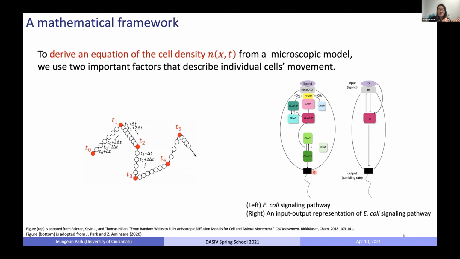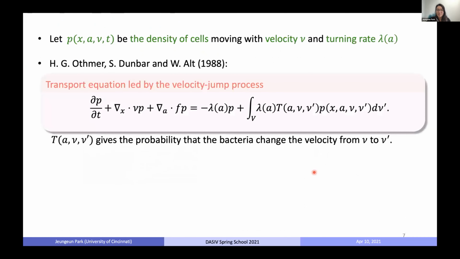So if I use the velocity jump process and internal dynamics, then I introduce the cell density, which depends not only on the location and time, but also on the velocity they move with and the internal dynamics. Then the velocity jump process gives us an equation which looks as follows.